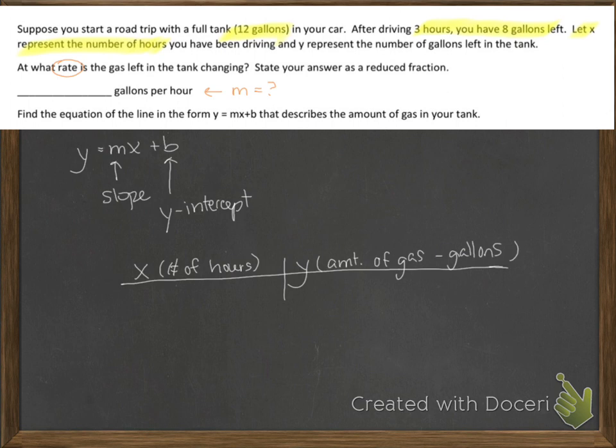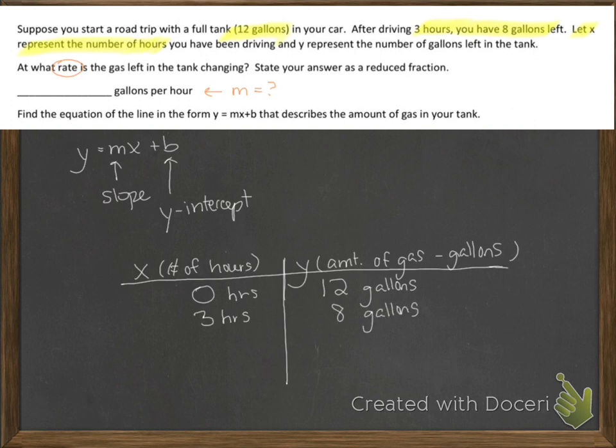So let's look at the very beginning. It says we start a road trip. If I start a road trip, how much time has passed? Well, at the very beginning, no time has passed, so we'll call that 0 hours. At the very beginning, how many gallons do I have? Well, I have 12 gallons. So after 0 hours have passed, I have 12 gallons of gas. Then, after 3 hours have passed, I have 8 gallons left.